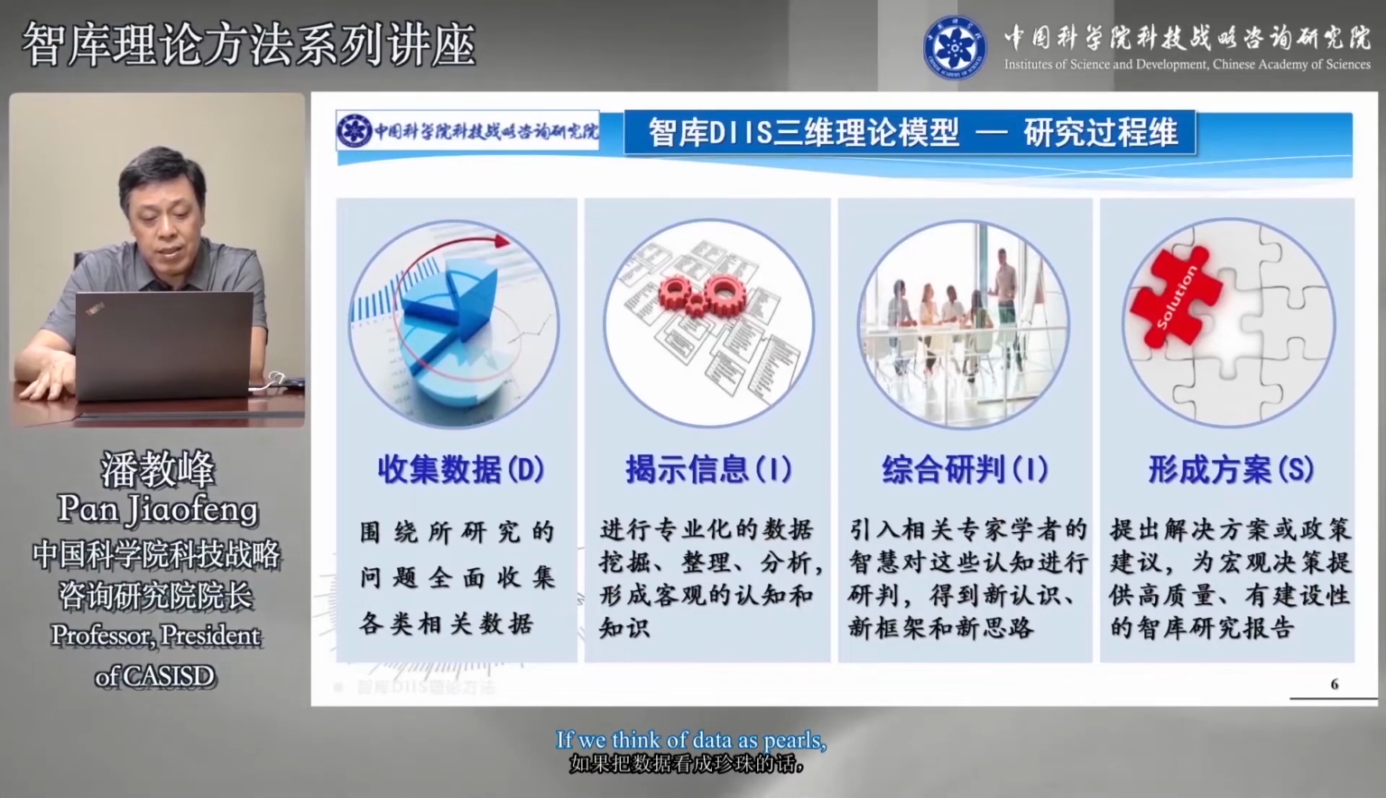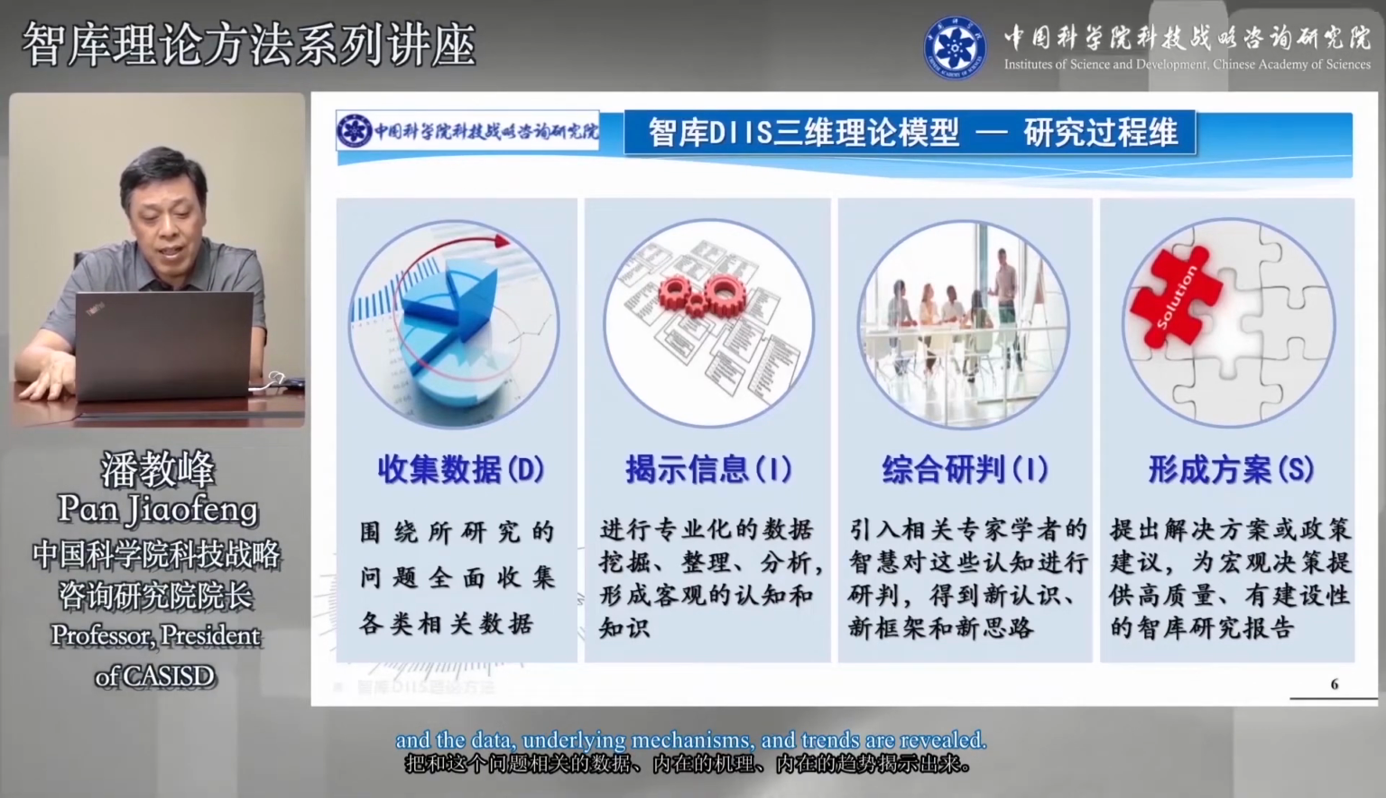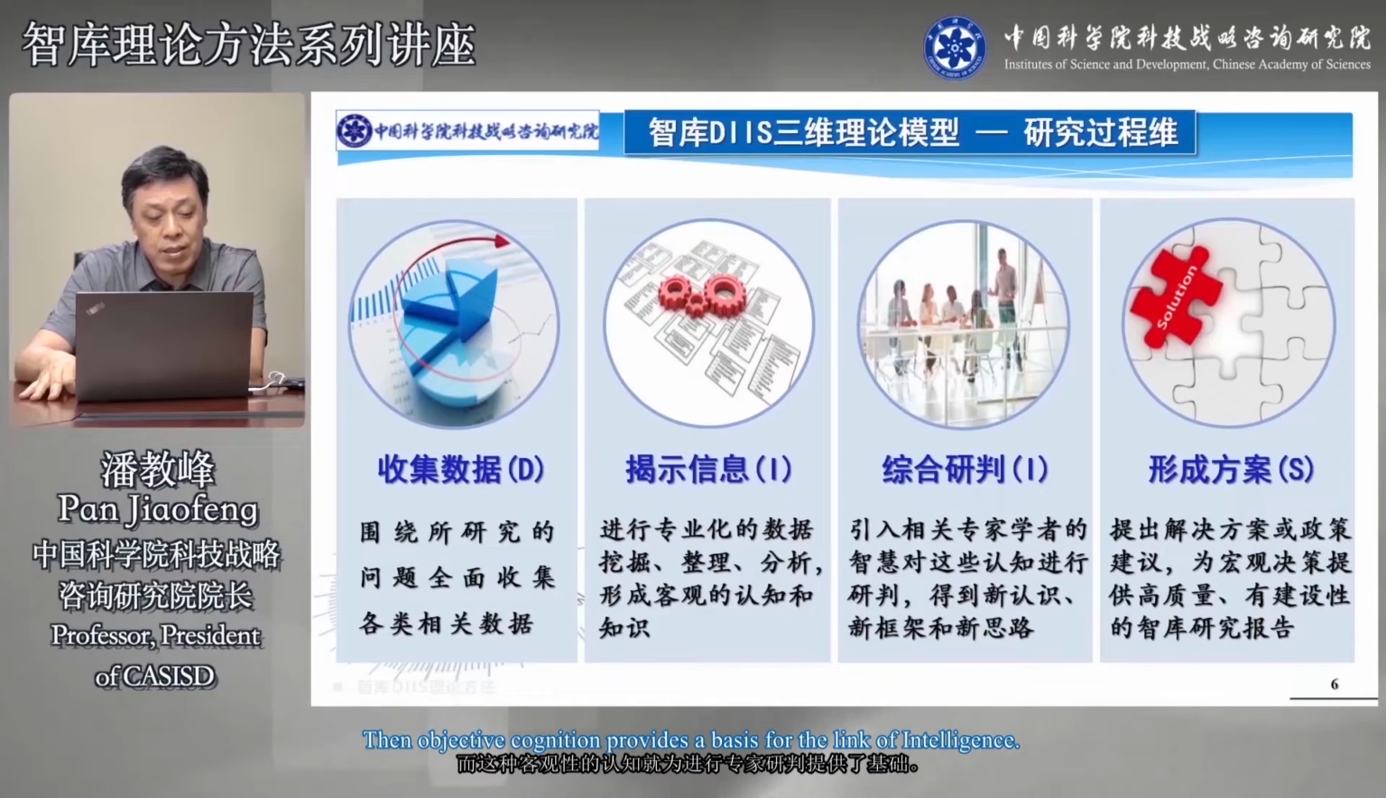If we think of data as pearls, the link of information is actually a process of value discovery, and the data, underlying mechanisms, and trends are reviewed. Then objective cognition provides a basis for the link of intelligence.